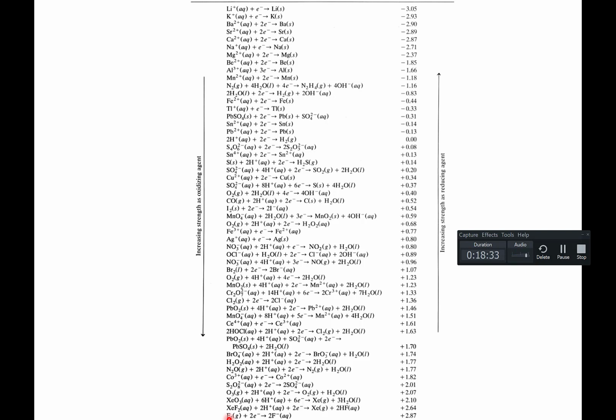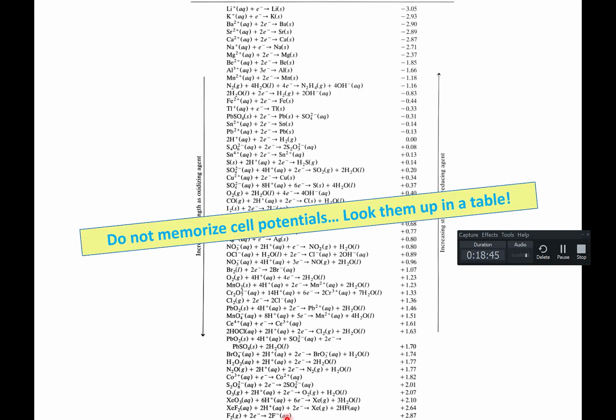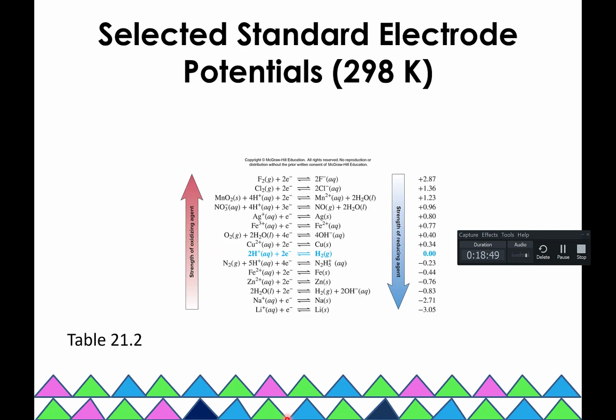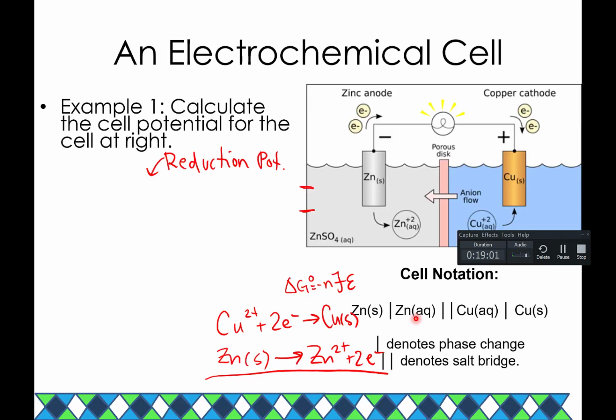Whereas fluorine, the reduction potential is very positive and large. So that means that fluorine picking up 2 electrons and going to 2 fluoride anions is favorable and is going to be spontaneous. You don't need to memorize the cell potentials. You simply just want to look them up. But something to keep in mind is that the more positive the reduction potential, the better oxidizing agent. The more negative the reduction potential, the better reducing agent.